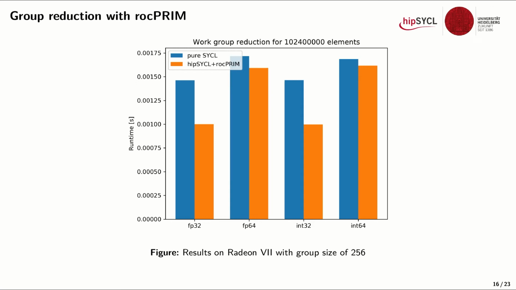But it's just because vendor optimized libraries like rocPRIM can do more optimizations because they can put in more knowledge about the actual target hardware.